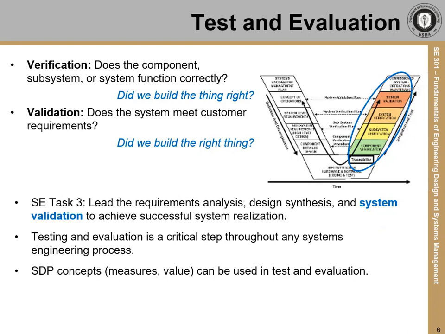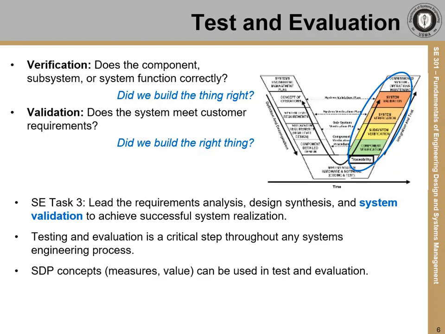Testing and evaluation is how we accomplish that system validation. But that's not the only time we do it. We should actually be doing it throughout the systems engineering process, particularly along the right side of the V. We do testing and evaluation on components before we combine them into subsystems. We do it on subsystems before we combine them into the final system. And then we do testing on the system itself to ensure that it meets the design requirements we determined for it.